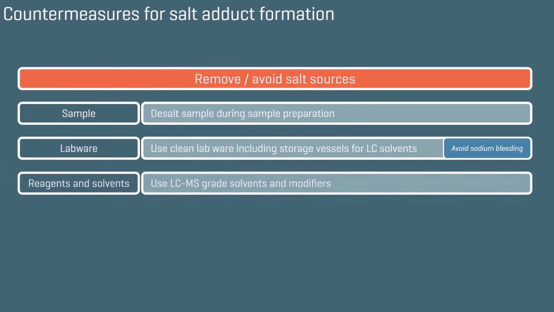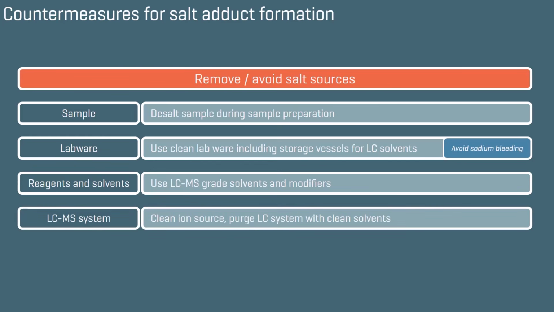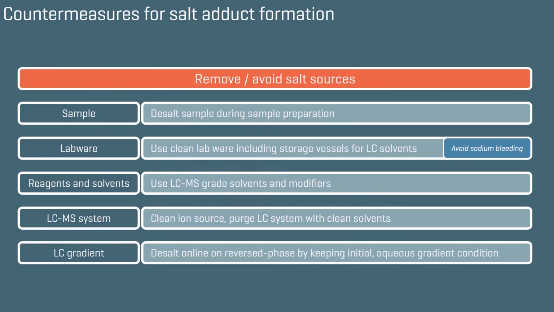Also, you should use LC-MS grade solvents and modifiers for your chromatography. Ensure that you are working with a clean ion source and that your LC system is purged with salt-free solvents. When working with reversed phase chromatography, you can try to remove salt online by keeping your initial aqueous gradient conditions for a minute or two before increasing the organic solvent content. In this period, it is recommended to direct the flow into the waste.